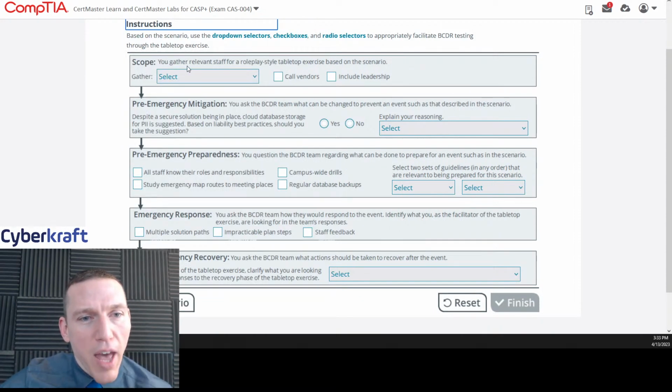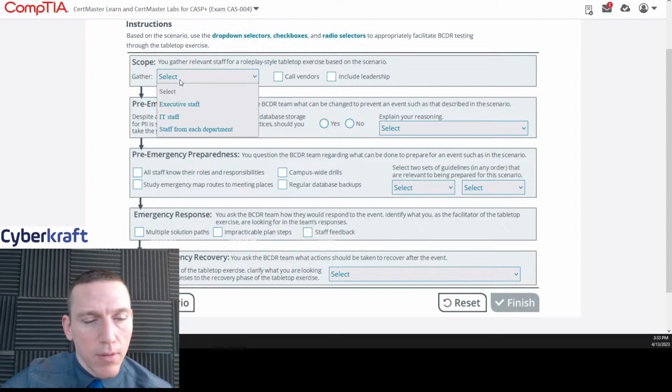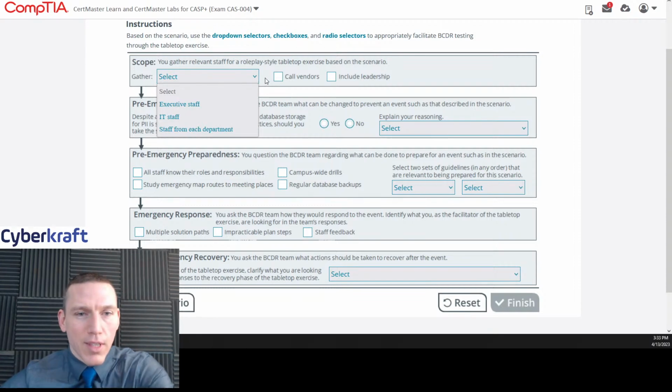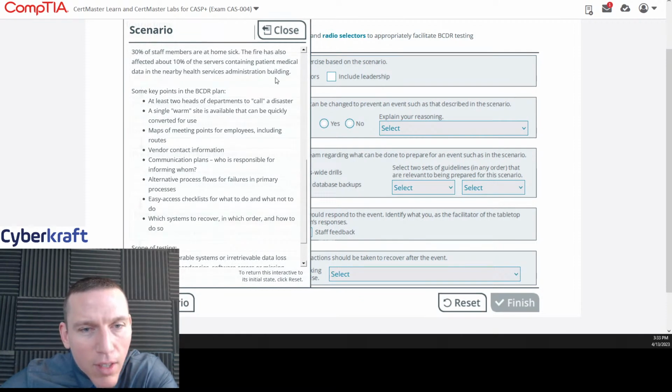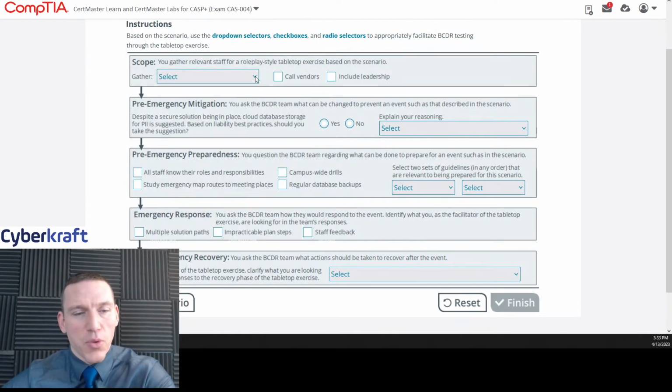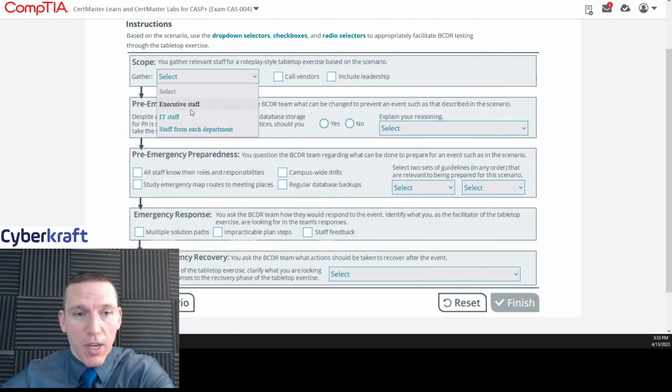All right, let's see. Scope: you gather relevant staff for a role play style tabletop exercise based on the scenario. Okay, gather. All right, this doesn't really have anything to do with the scenario. If we're going to be exercising a disaster recovery plan or a business continuity plan, however you want to call it, then you want to gather people from each department, not just the executive staff and not just the IT staff. You would want to include vendors if you can, and you'd want to include leadership. So that seems pretty straightforward.